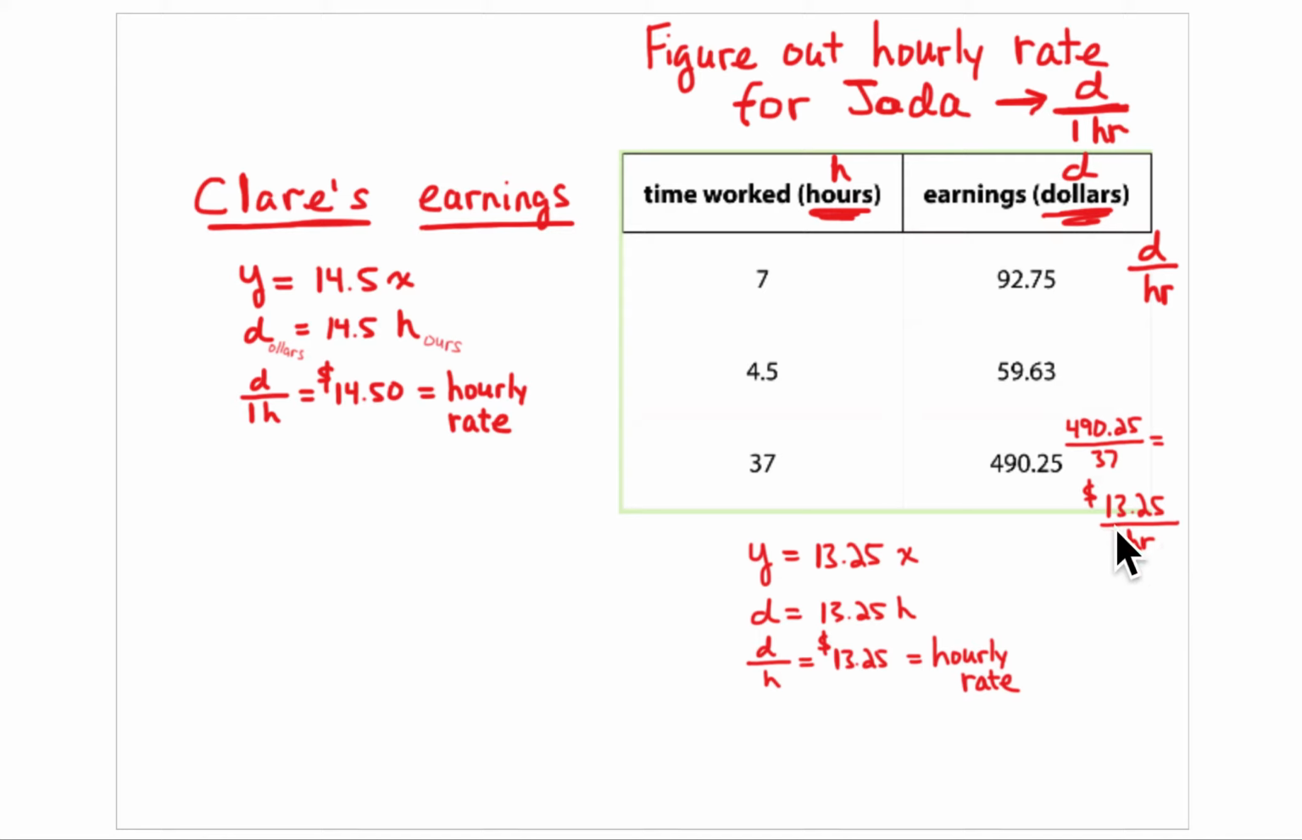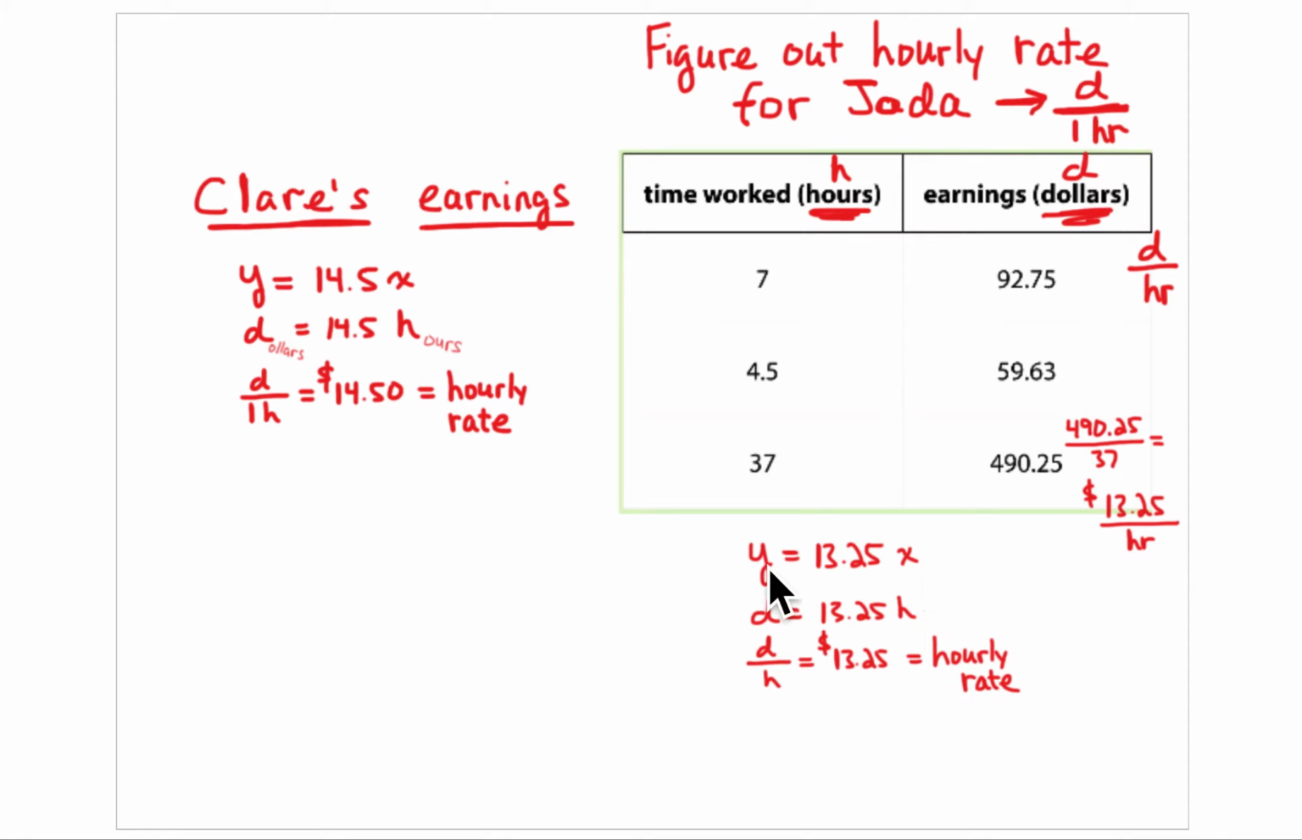In this case, it's $13.25. So Jada makes $13.25 for every hour. How do you figure that out? Take any one of these totals and divide it by the value of x, the number of hours worked. That gives you how much she makes in 1 hour, $13.25. So that means that she makes $13.25 times whatever number of hours she works.